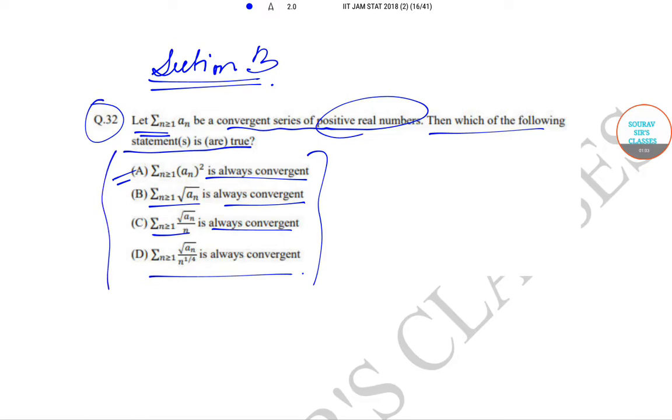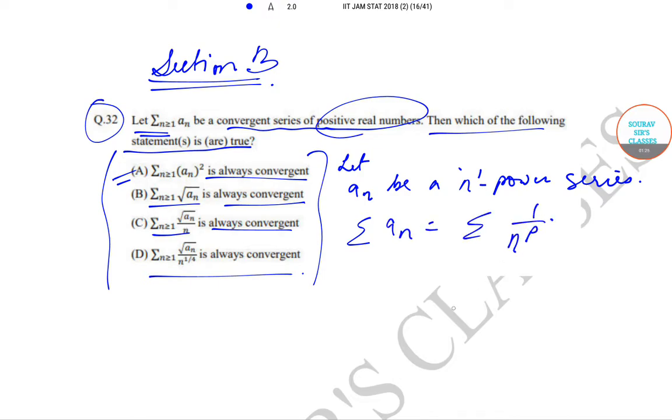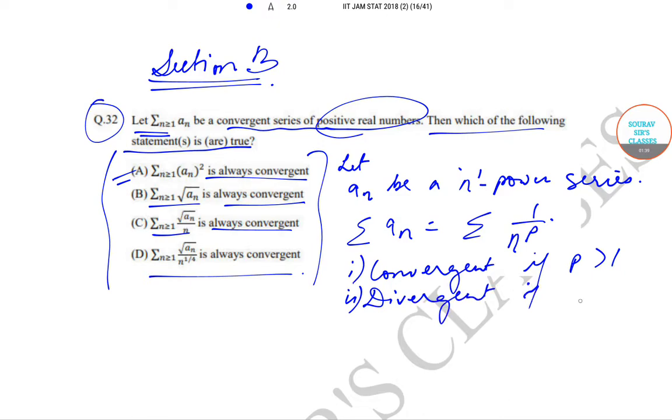Now we have been given that an is a convergent series of positive numbers. So what we can take is that let an be a p-series. So basically we can take that summation of an is equal to summation of 1 by n to the power p. Now this is convergent if p is greater than 1 and divergent if p is less than or equal to 1. So this is the condition for you.